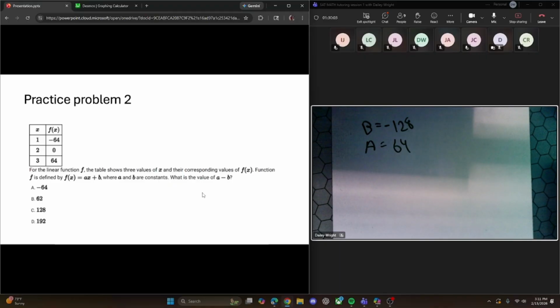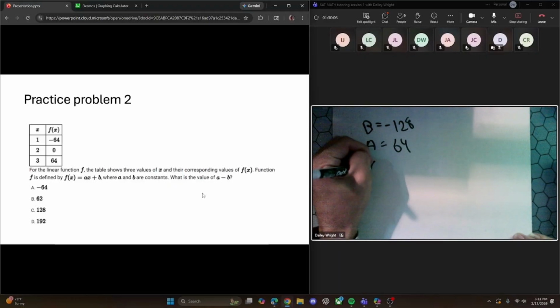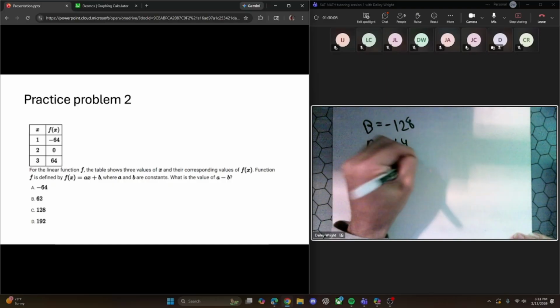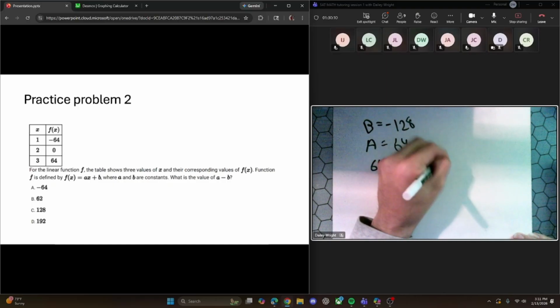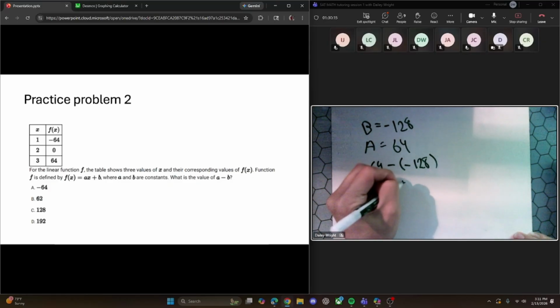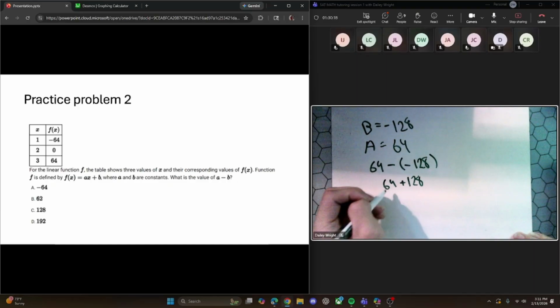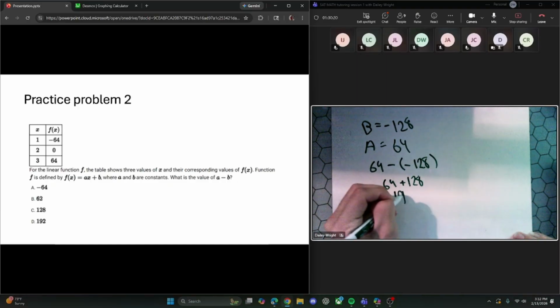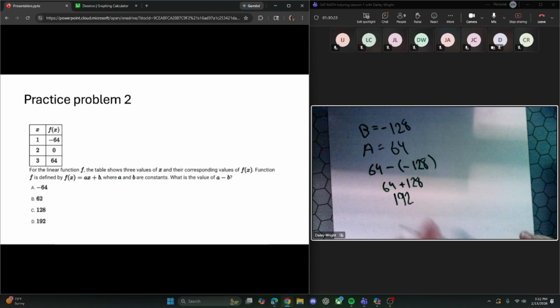So now it wants to know what the value of a minus b is. So 64 minus negative 128 is really 64 plus 128, which would be 192. You can plug that into Desmos if you need to. Does everybody understand this question? It's asking for a minus b, and it shows it's in the equation. That's how I knew to find the equation.